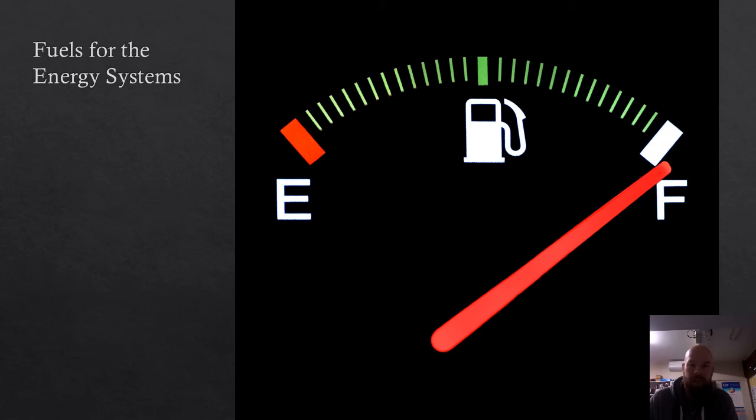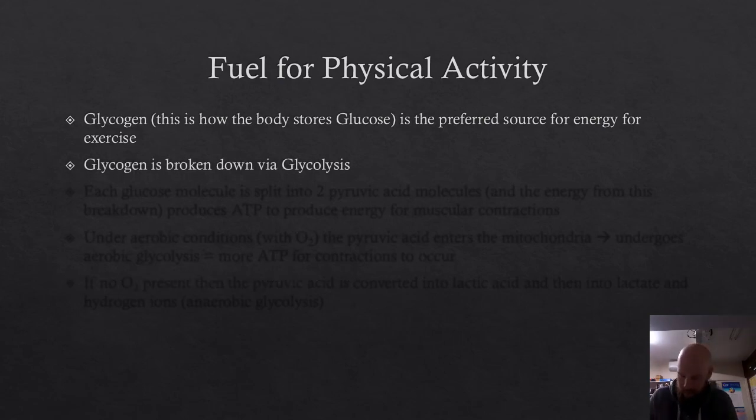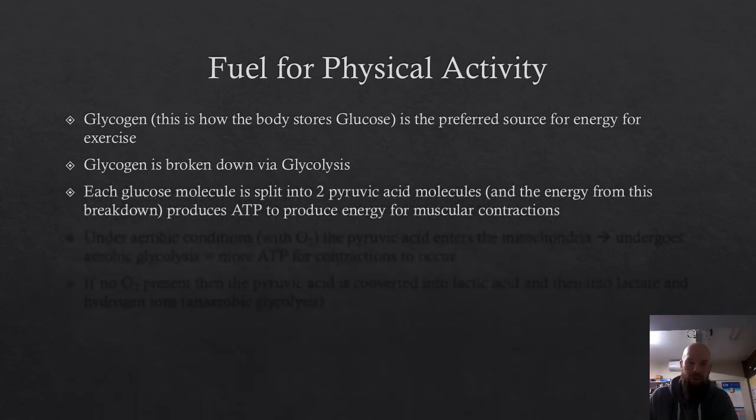So, fuels for the energy systems. We've got glycogen. This is how the body stores glucose. It's a preferred energy source for exercise because it breaks down really quickly and it doesn't require as much, let's say, work or energy to do it. The glycogen gets broken down by glycolysis, and each glucose molecule then gets split into 2 pyruvic acid molecules. The energy from this is what produces the ATP for muscular contractions.